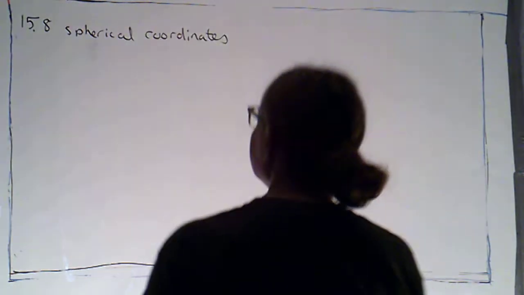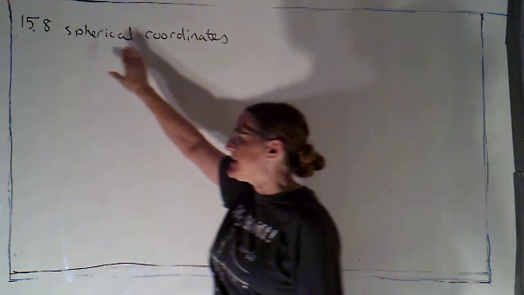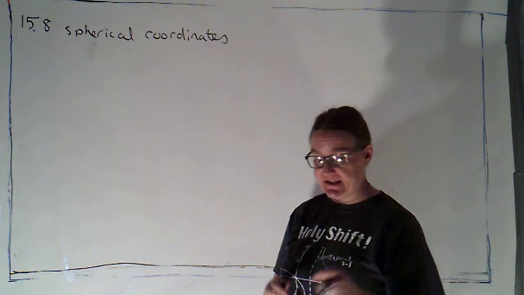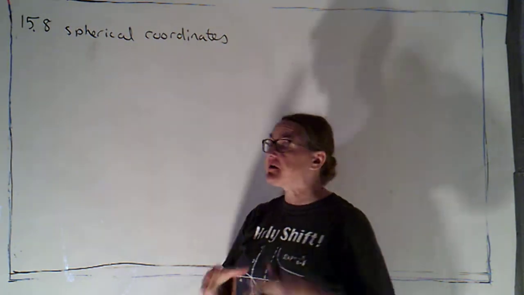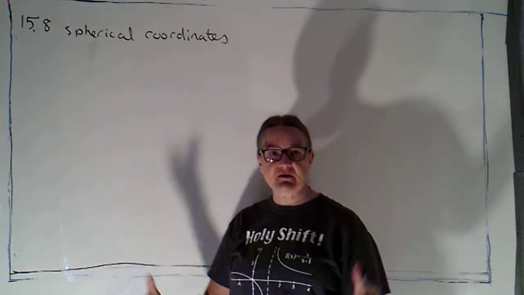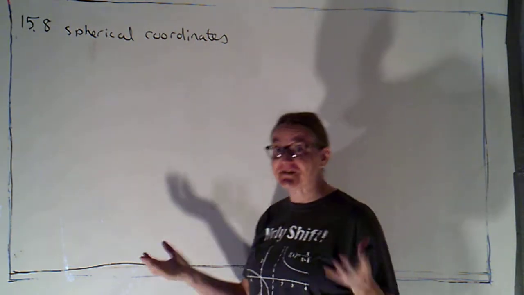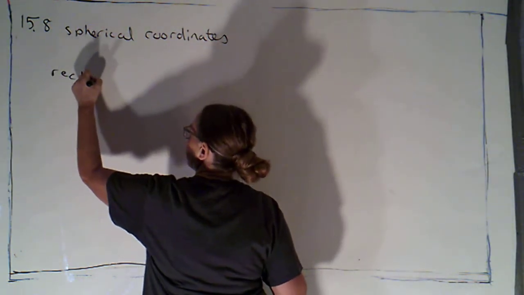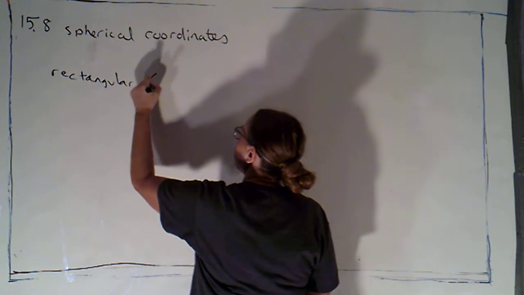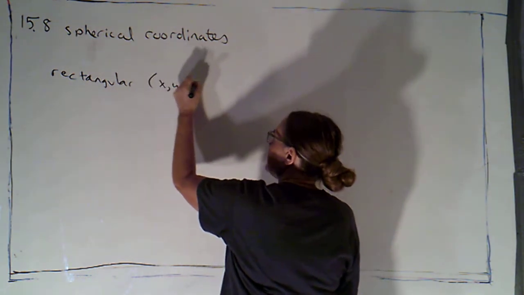Okay, in section 15.8, we're going to be taking a look at spherical coordinates. So that's going to be a third coordinate system that we can use to describe points and surfaces and solids and regions in 3 space. So we've got our rectangular coordinates. That's very familiar. That's just x, y, and z.